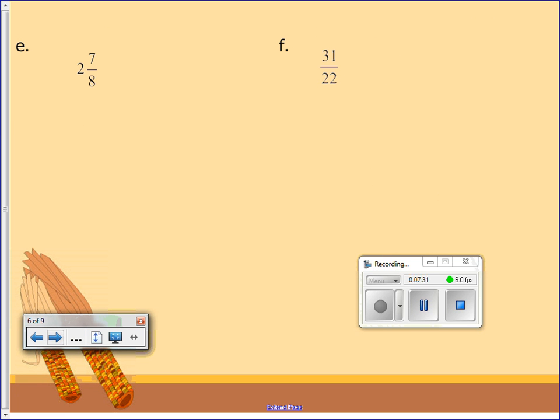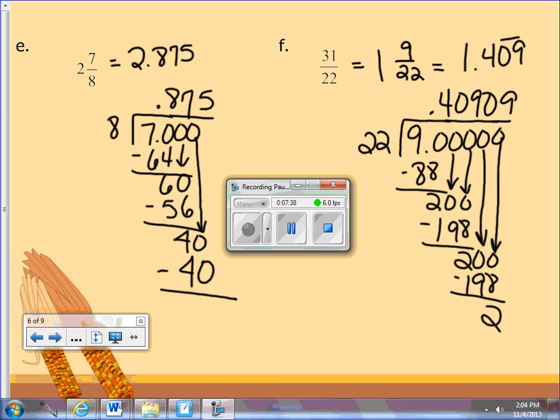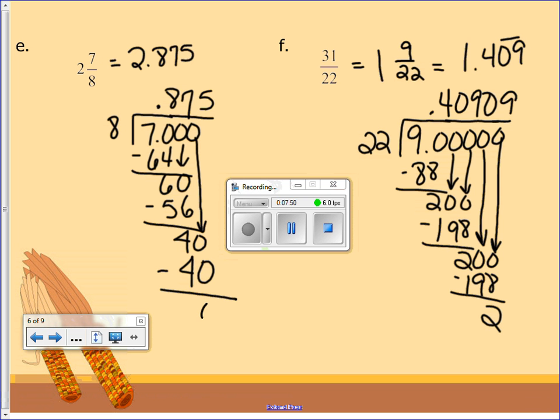I'm going to let you work E and F. Pause the video and come back. So in our example E, we had 2 7/8. We took 7 and divided it by 8. And notice that it is a terminating decimal because our remainder is 0.